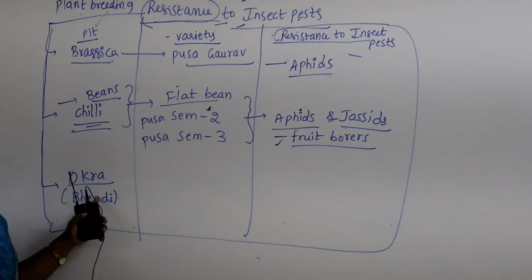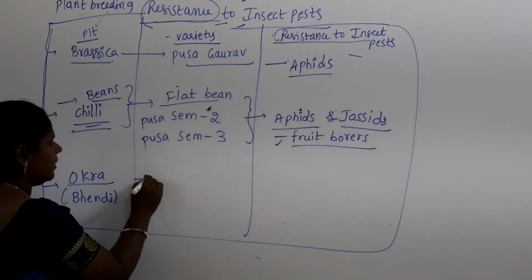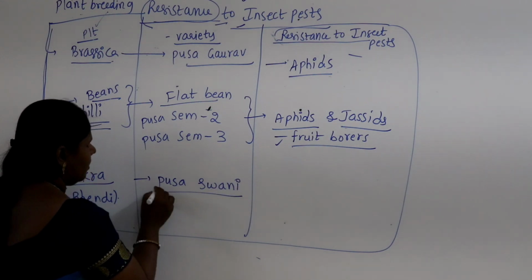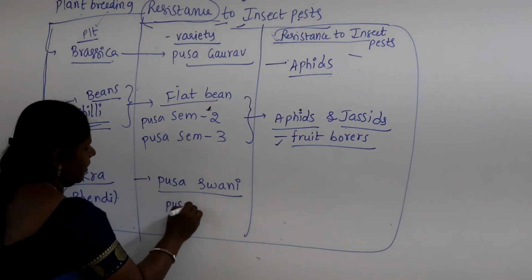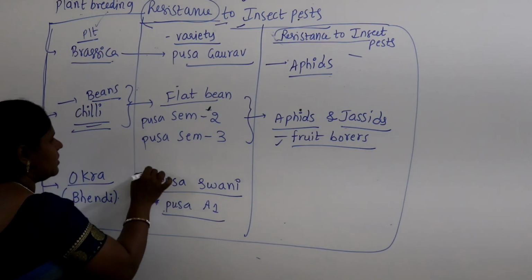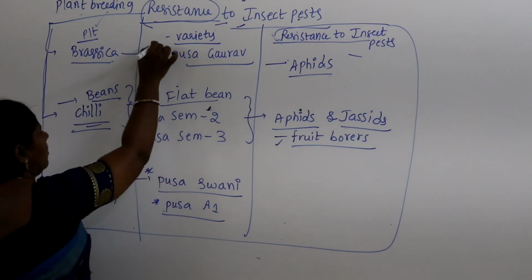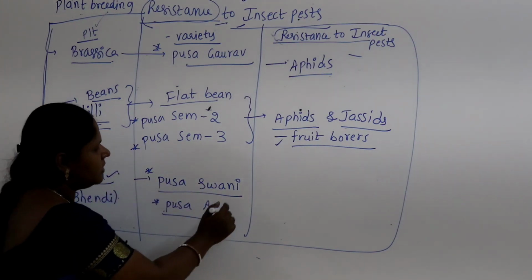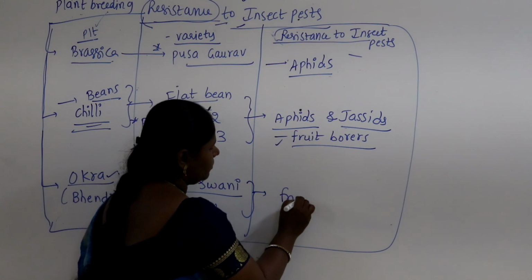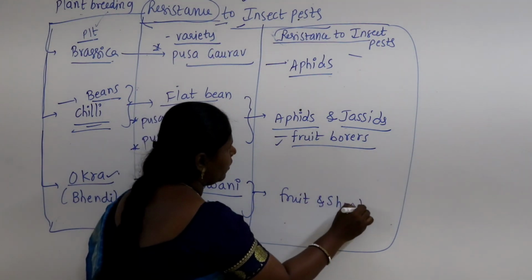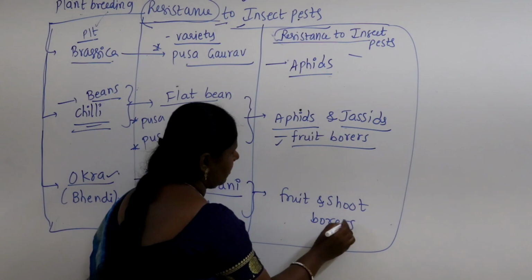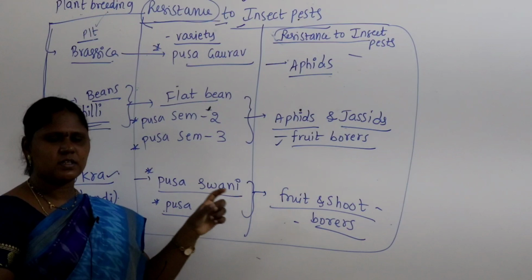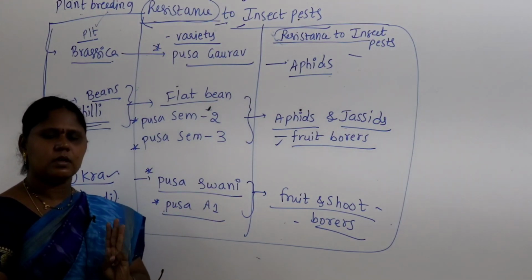Now coming to okra. Okra, the variety that has been created is called Pusa Savani and Pusa A1. These are the varieties. Okra means bendi, Pusa Savani, Pusa A1 are the varieties that show resistance to fruit and shoot borers. Very small table, simple table, only 3 examples.